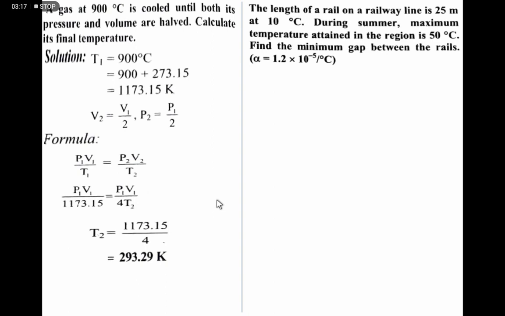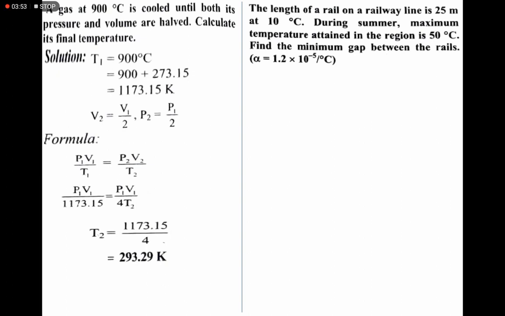Next example is: the length of a rail on a railway line is 25 meter at 10 degrees Celsius. During summer, the maximum temperature attained in a region is 50 degrees Celsius. Find the minimum gap between the rails. Alpha, that is the coefficient of linear expansion, is given. It is 1.2 into 10 to the power minus 5 per degree Celsius.